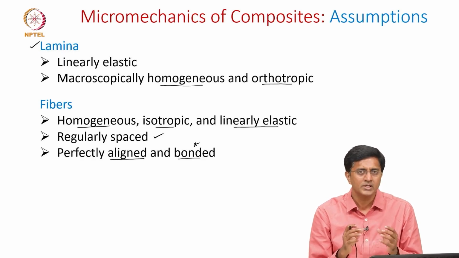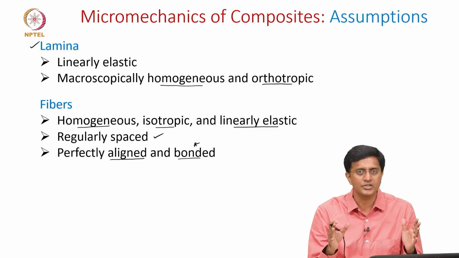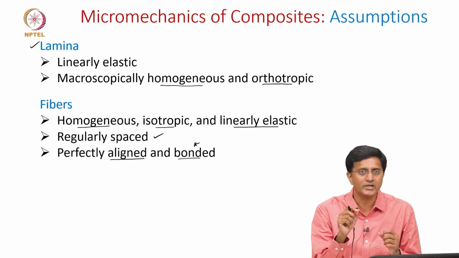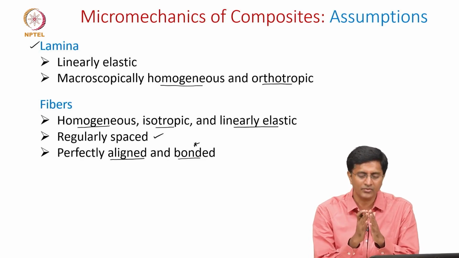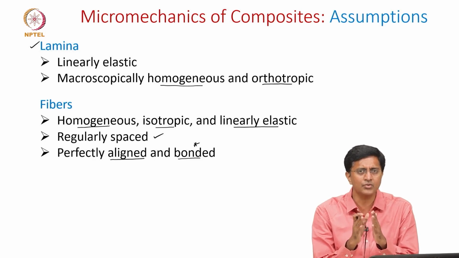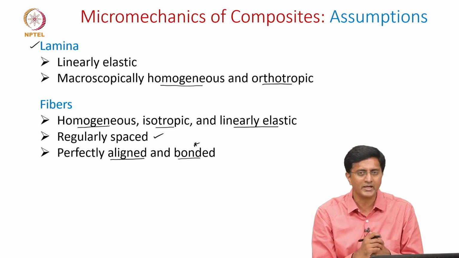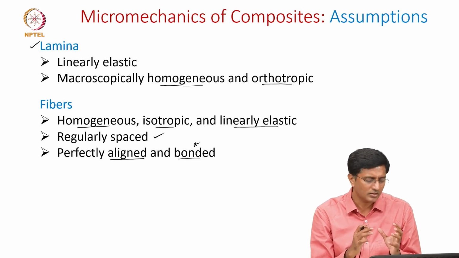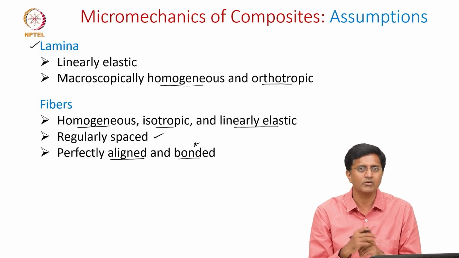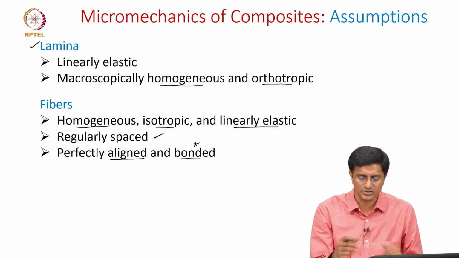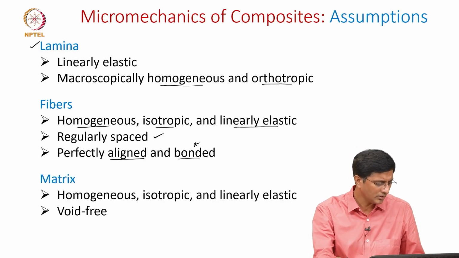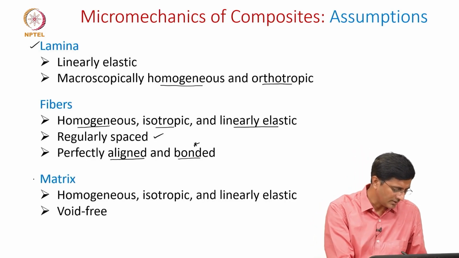So what we mean is, it's not as though there is no bonding at all, but at some places there are some voids occurring between the matrix and the fiber, and because of these voids there is no perfect bond. And in addition to voids, there could be many other ways where this bonding could be imperfect. But for this micromechanics approach, we are saying that we'll assume that it is perfect and develop equations based on those assumptions.